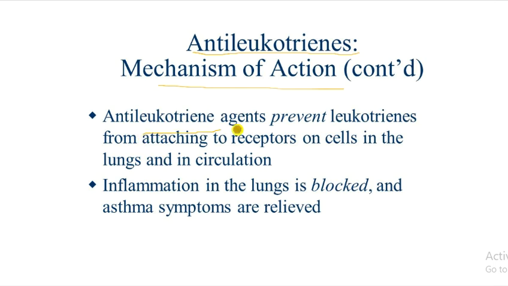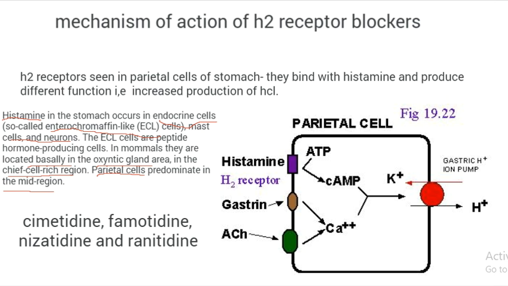Anti-leukotrienes mechanism of action: anti-leukotriene agents prevent the leukotrienes from attaching to receptors on cells in the lungs and the circulation. Inflammation in the lungs is blocked and the asthma symptoms are relieved. Next, mechanism of action of H2 receptors.